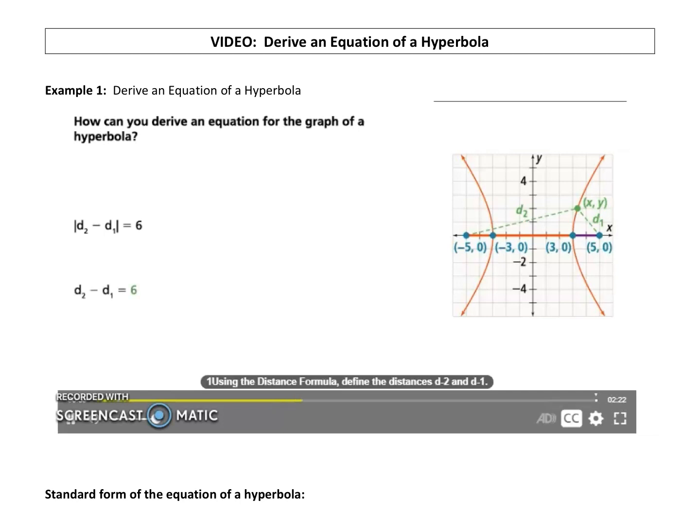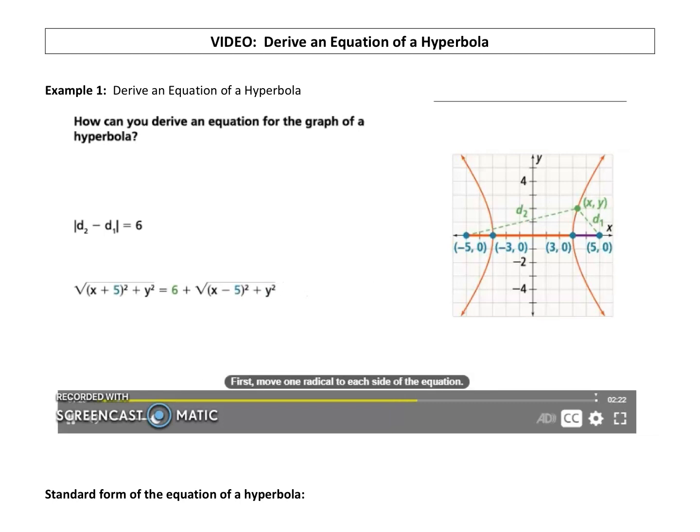Using the distance formula, define the distances d2 and d1. From the graph, you can see that d2 is greater than d1, so the absolute value sign is not needed. You know that d2 minus d1 equals 6. Substitute in the distance formula for each distance. One focus is (5, 0), and the other is (-5, 0). So substitute those coordinates in for the foci in the formula.